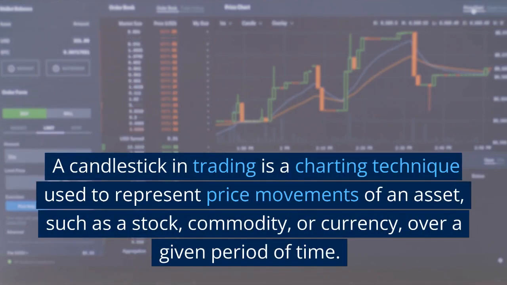Hi, this is Thirumurugan. In this video, we are going to see about candlestick patterns and its types and how to use them in trading.